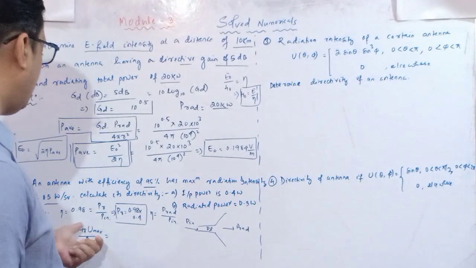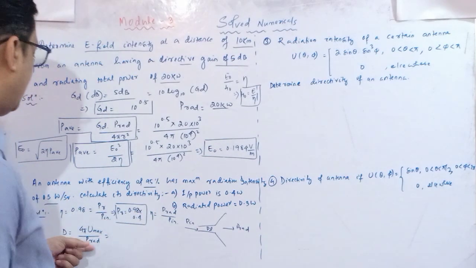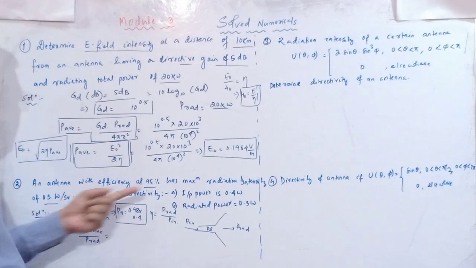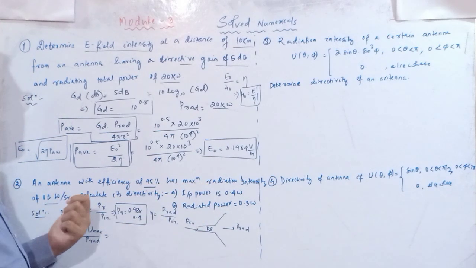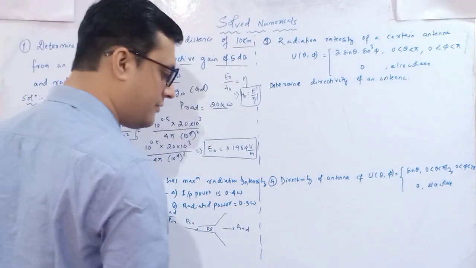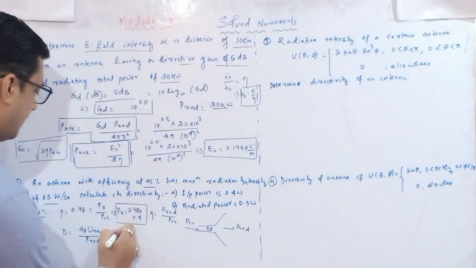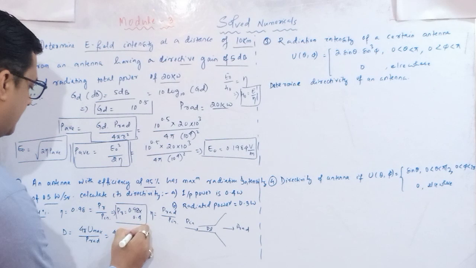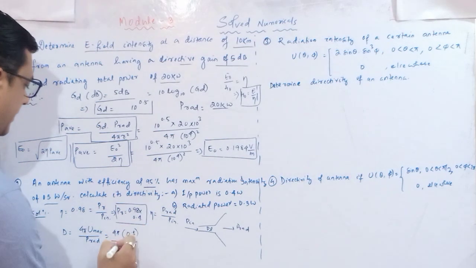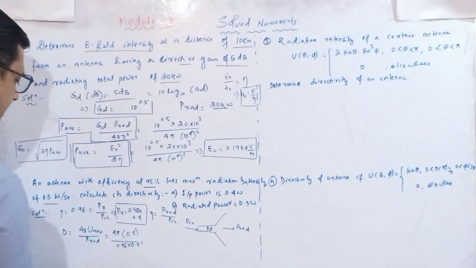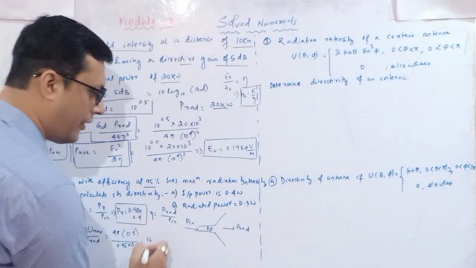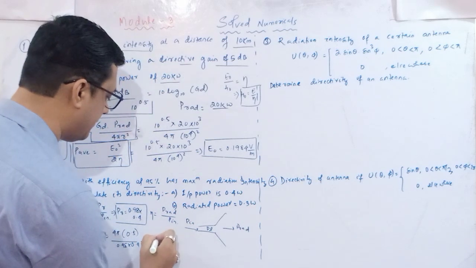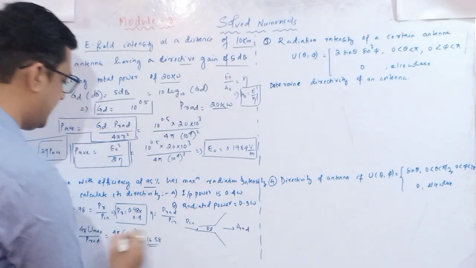And D is equal to 4 pi Umax divided by this power radiation. So here it is radiation intensity. Radiation intensity means Umax is given as 0.5. Only this much we have to substitute here. So it is 4 pi, this is 0.5, power radiation is 0.98 into 0.4. That's it. So directivity we will get around 16.58. So this is the constant value.